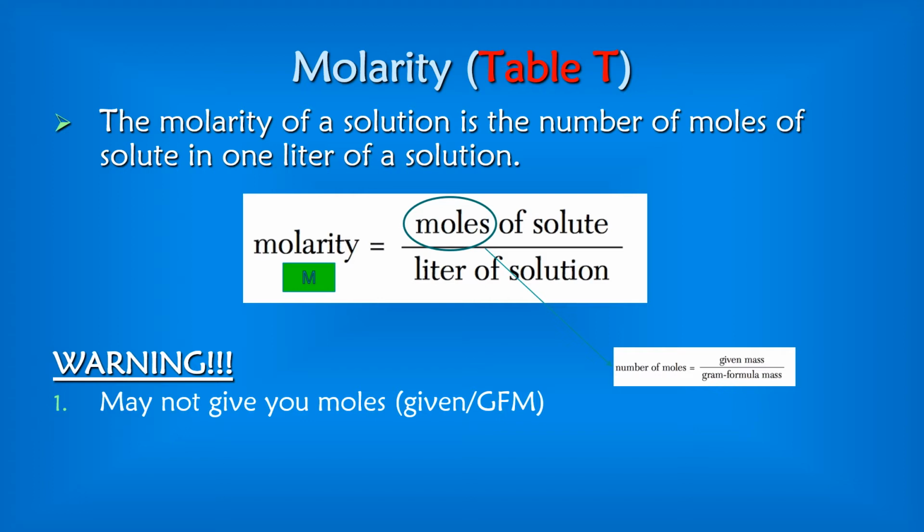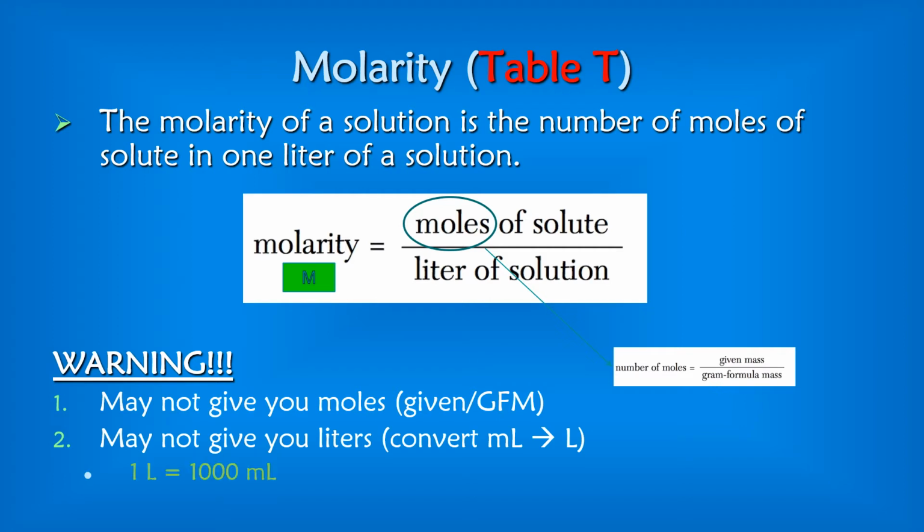So let's say your solute is sodium chloride, which is table salt. Instead of giving the moles, the question gave you the grams of sodium chloride. So you'll put those grams at the top and divide that by the gram formula mass of sodium chloride, and that should give you the number of moles that you can then use in this equation. And then sometimes, instead of giving the liters of the solution, the question might give you the volume in milliliters. In that case, we'll have to convert the milliliters into liters. The conversion factor for that is 1 liter has 1000 milliliters.